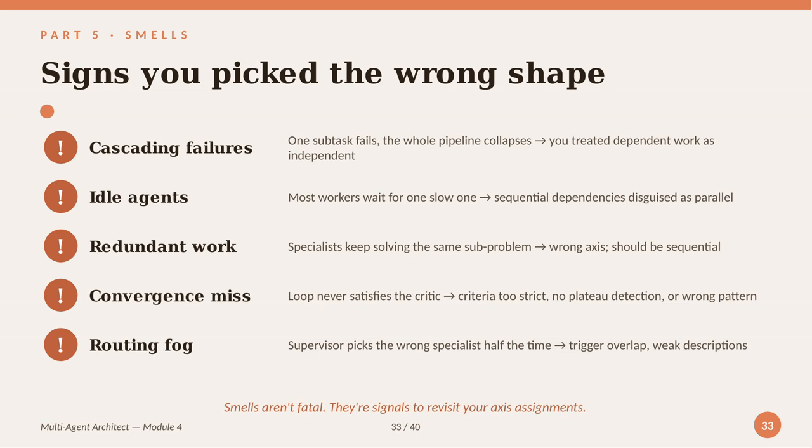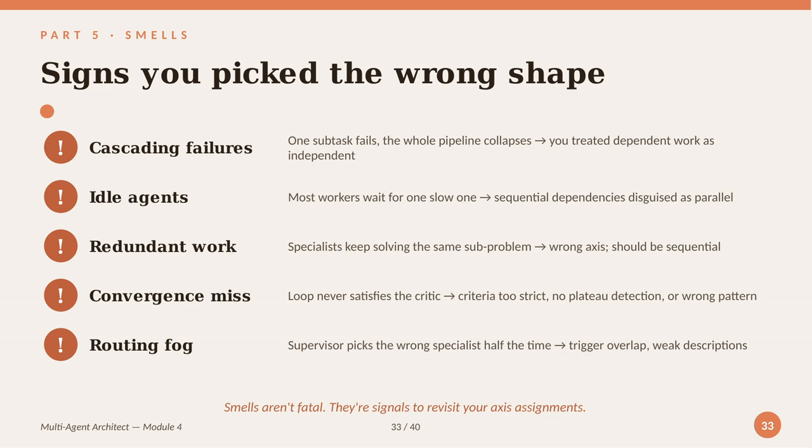Convergence miss. The iterative loop never satisfies the critic. 3 causes: criteria too strict, no plateau detection, or wrong pattern entirely. If after 3 iterations the score is barely moving, you've converged in practice even if the critic doesn't agree.